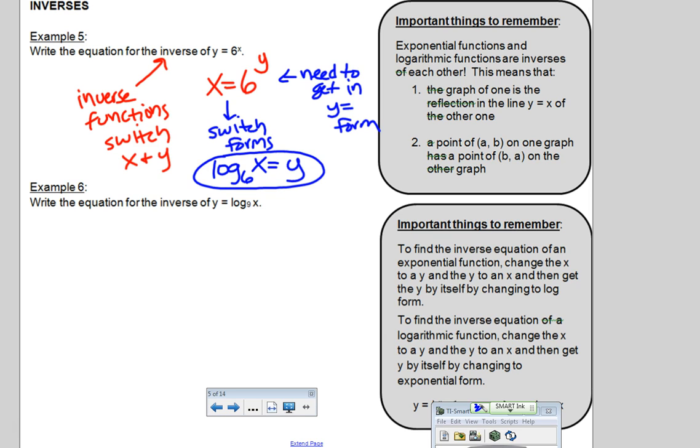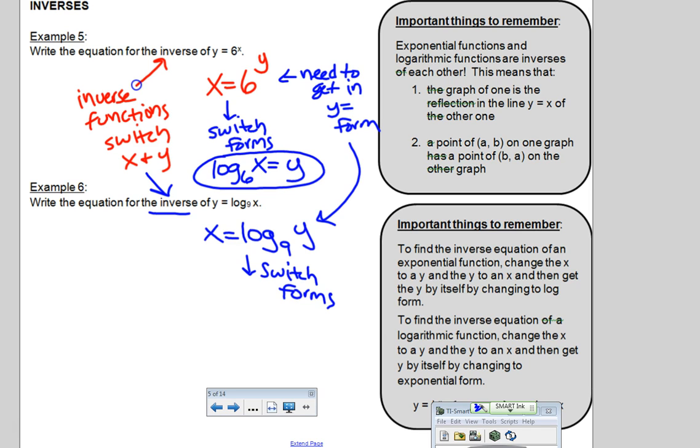Okay, we can also go backwards. What's the inverse function? So again, we're going to switch x and y. And then again, I need to get in y equals form, so that's going to be switching forms. All right, 9 is the base, x is the exponent, equals y is the outcome.